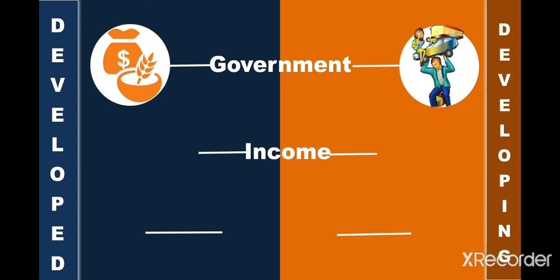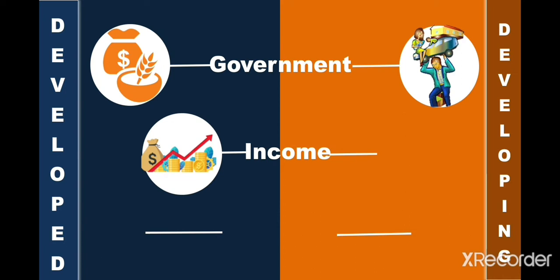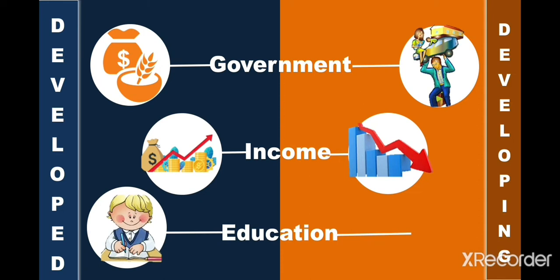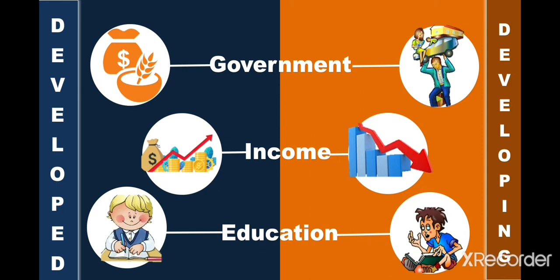There is a high level of income per citizen living in a developed country, so they have high GDP and GNP. Developing countries have a low level of income per citizen, with unequal distribution of income, and so have low GDP and GNP. The growth rate in the education sector is very high in developed countries, and they have the best education systems, whereas the growth rate of developing countries in the education sector is low compared to developed countries.